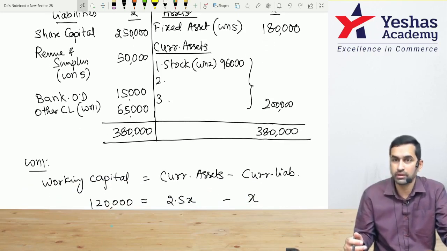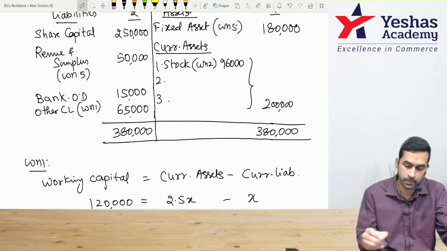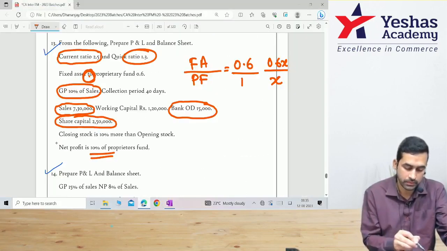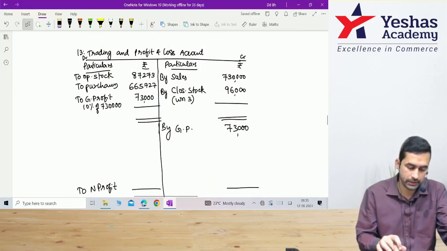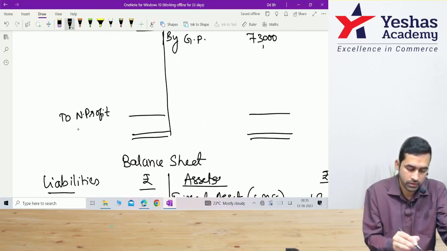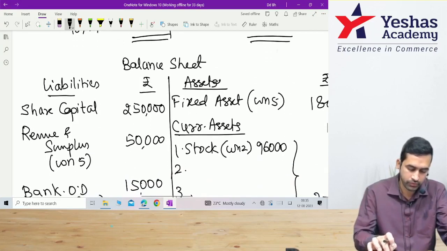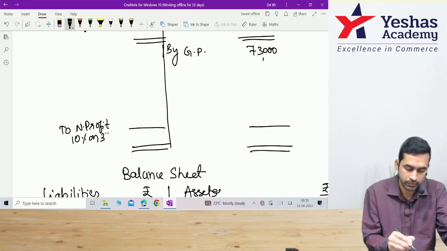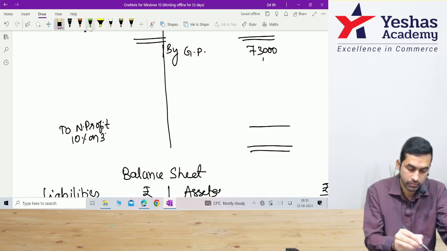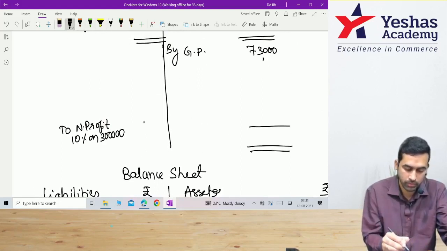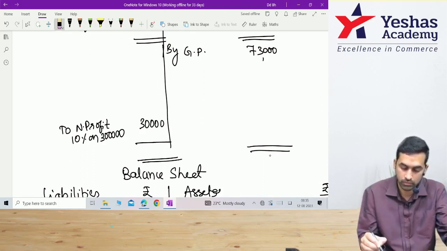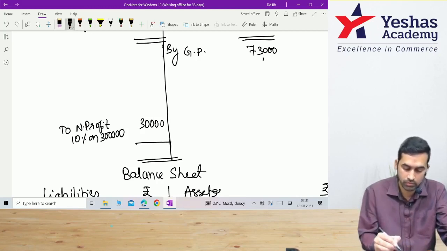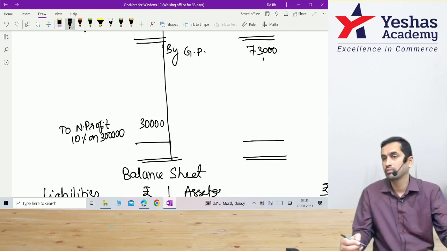And with these two, I can fill one more number, net profit. In the question, they're saying net profit is 10% of proprietor fund. Now that I know proprietor fund, I can fill net profit number. Go to P&L, net profit, 10% of 3 lakh rupee, 30,000. Right?